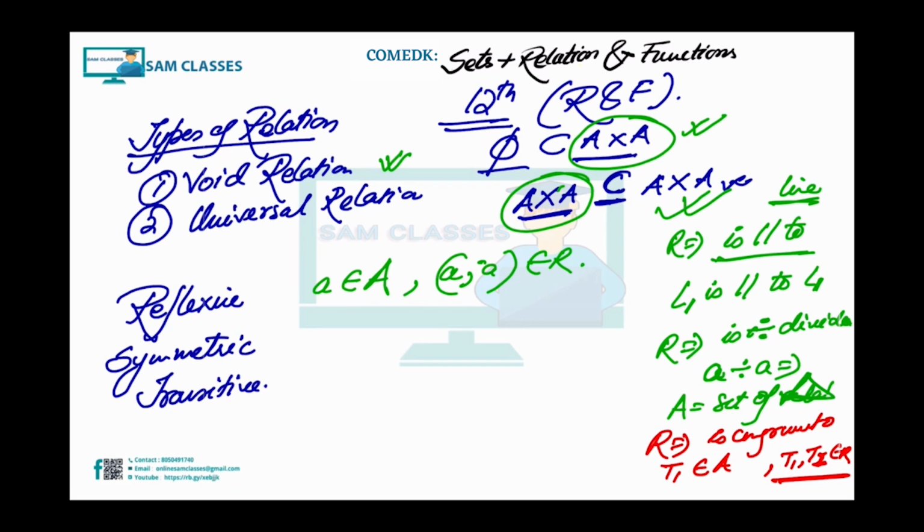So every triangle, if you superimpose them on each other, every triangle is congruent to itself. So that way we can say it is reflexive. What about symmetric? Symmetric is pretty simple to understand.